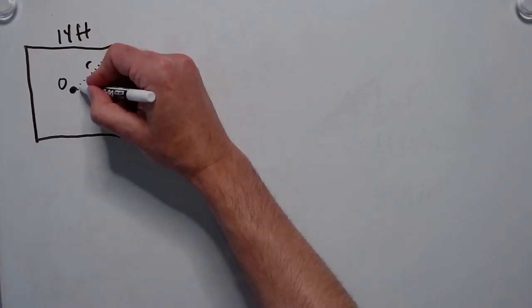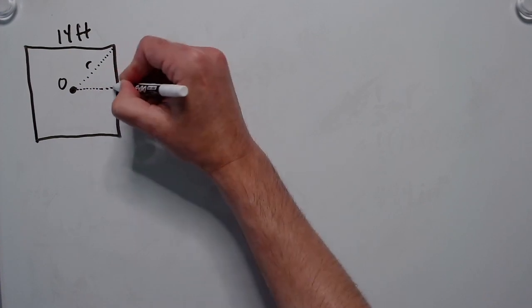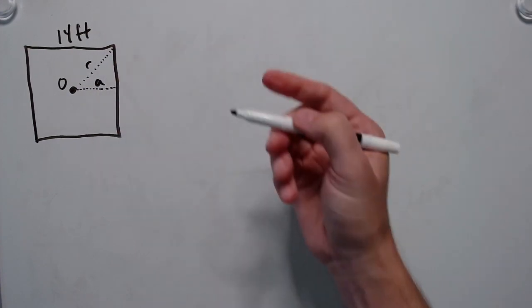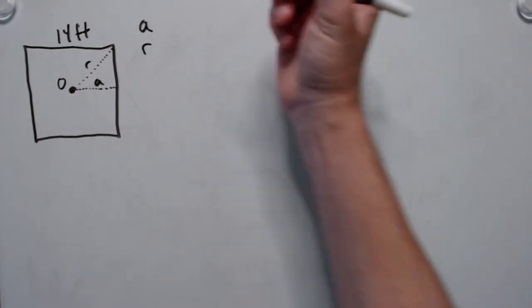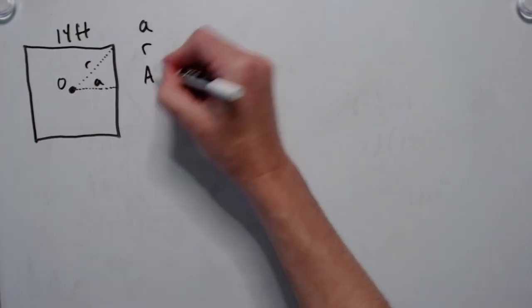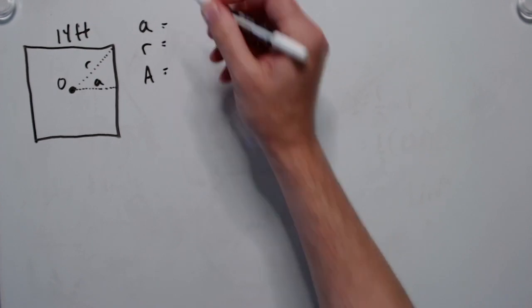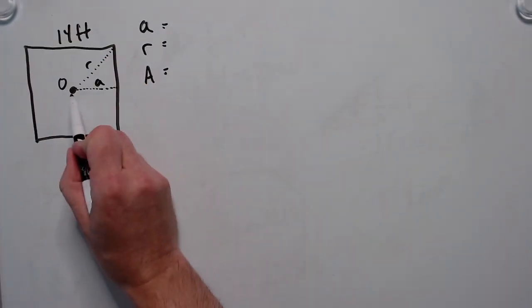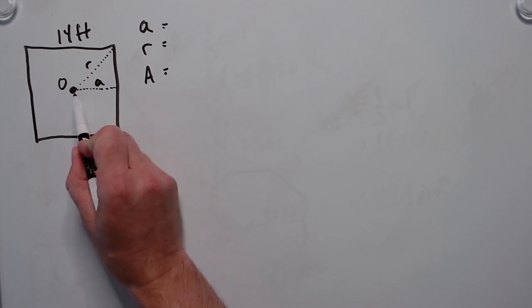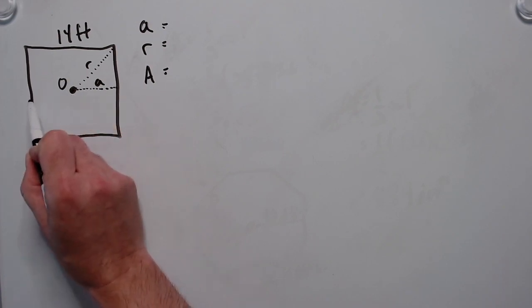And then what we're going to do is also draw an apothem over here. So what I want to know is, we want to find the apothem, the radius, and the area. So we're going to try to find all three of these things with only this one piece of information over here. So this center of the square is equidistant from this side to this side.